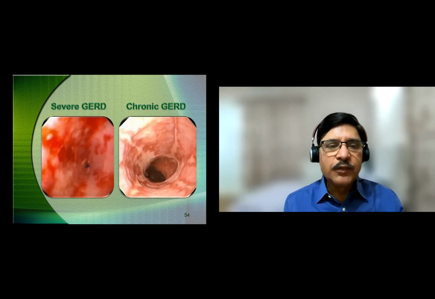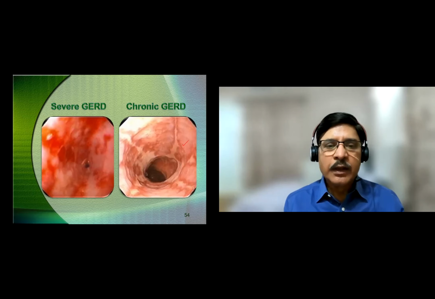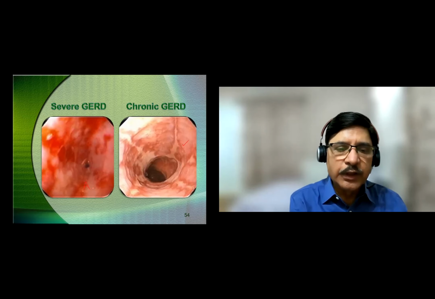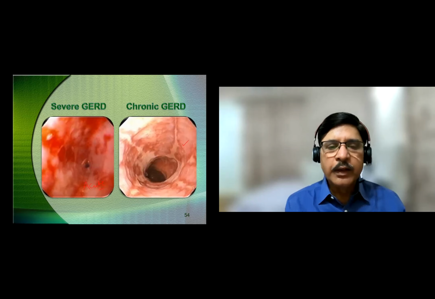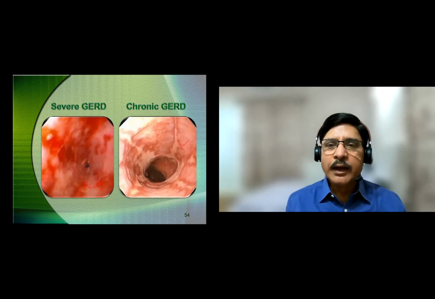Then severe GERD, multiple ulcers, very rough and looks like a very eroded esophagus. And then chronic GERD, the Barrett's changes are already there. You can see this is acute severe GERD, usually alcoholic or due to other reasons. In chronic GERD, the squamous epithelium is replaced by columnar metaplasia, and that is the chronic GERD.